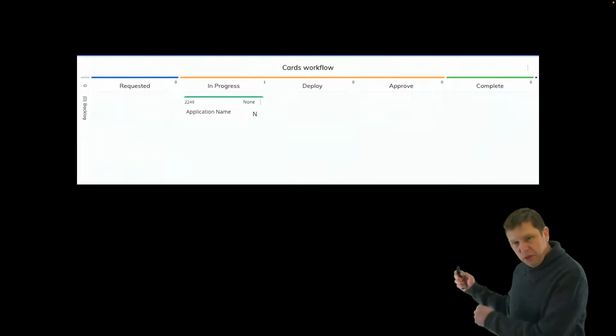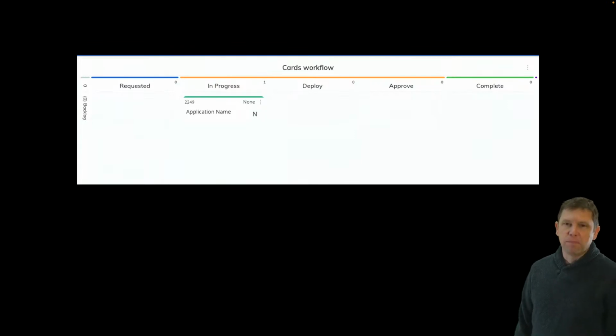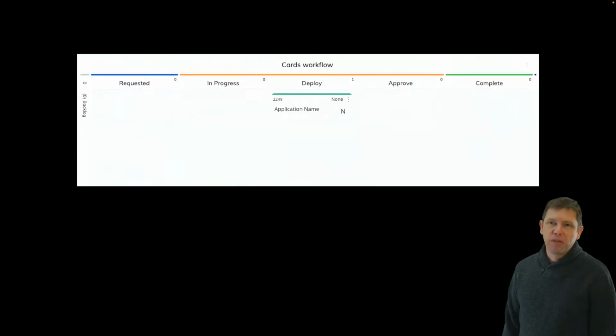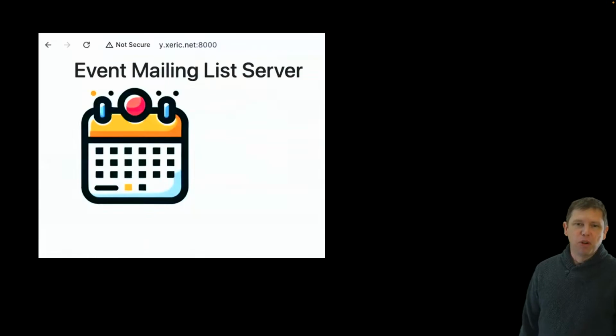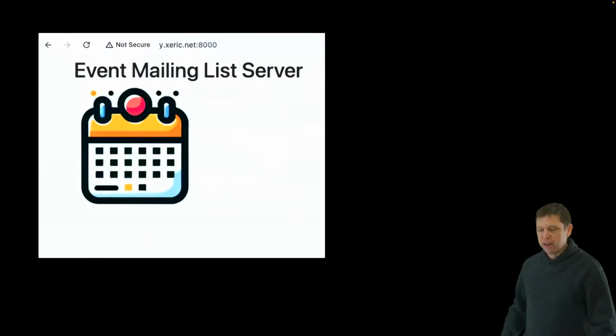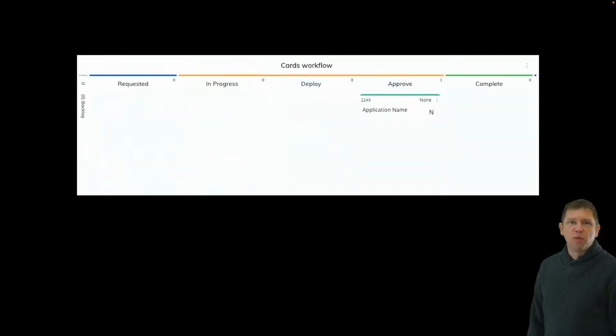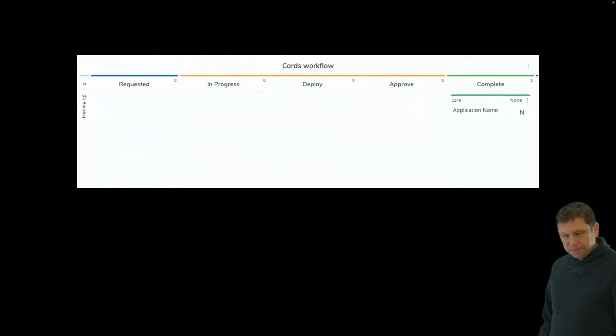Well, we find out it's not, so we drag the story back over into in progress, and we do some more work, and we get it deployed, and then we deploy it again. It's Event Mailing List Server, and this is what the customer wanted. So okay, we now have that story. We can take it from approved, and we can move it to complete.